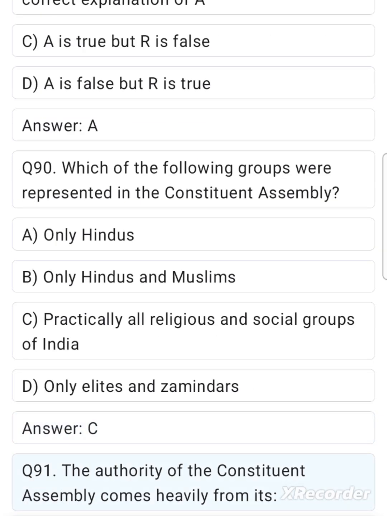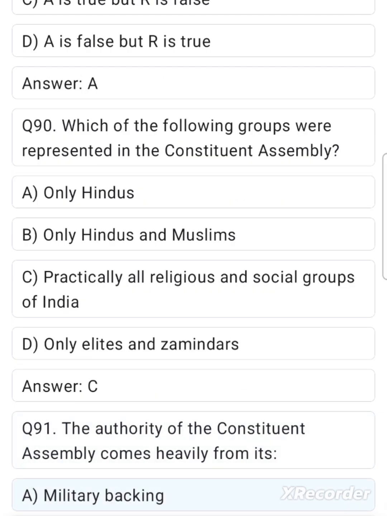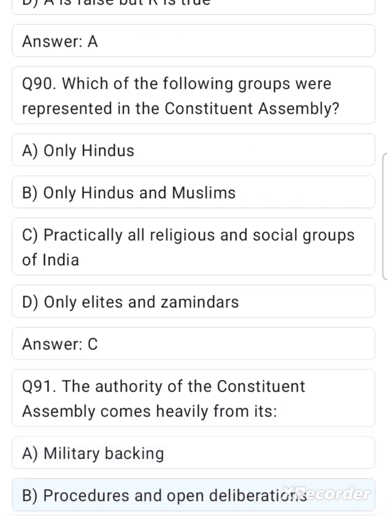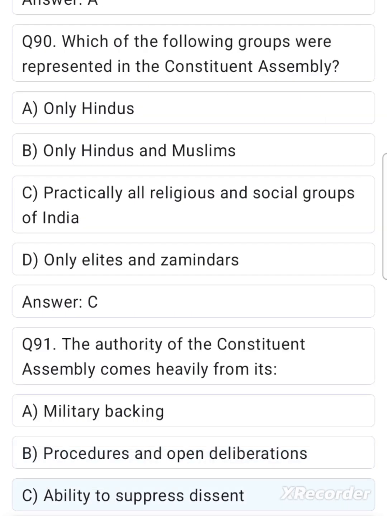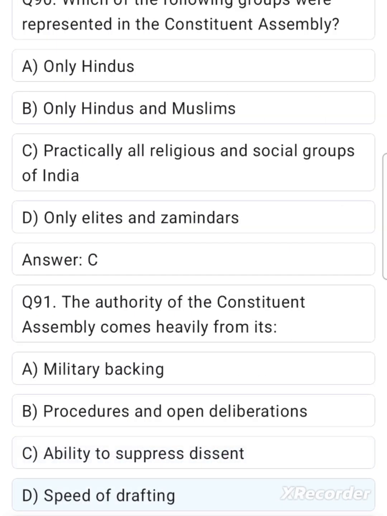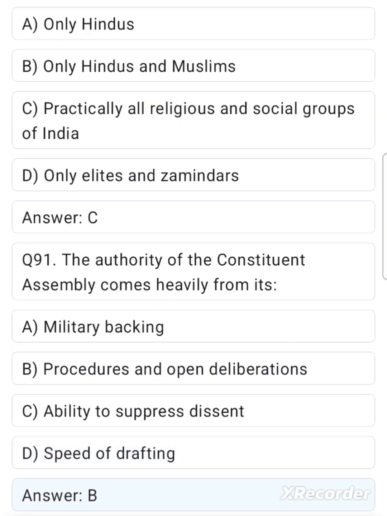Answer C. Q91. The authority of the Constituent Assembly comes heavily from its A. Military backing. B. Procedures and open deliberations. C. Ability to suppress dissent. D. Speed of drafting. Answer B.